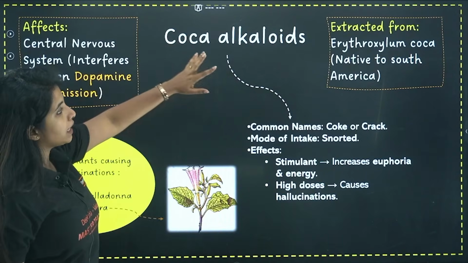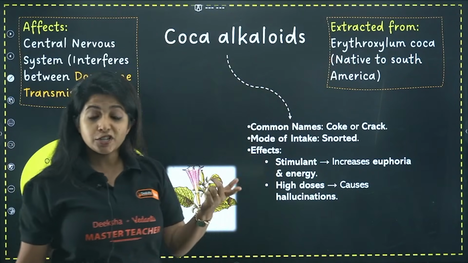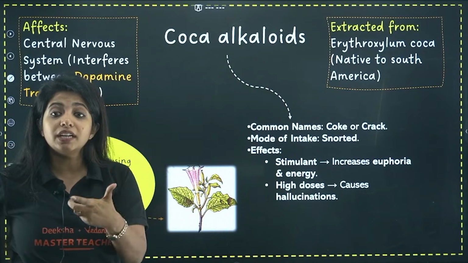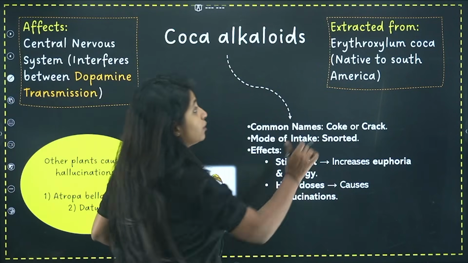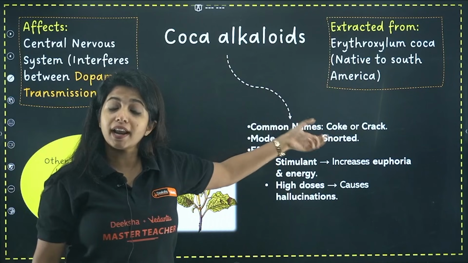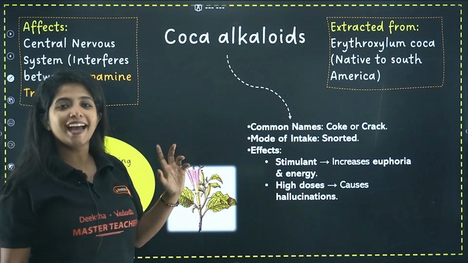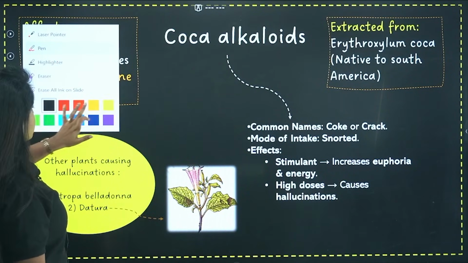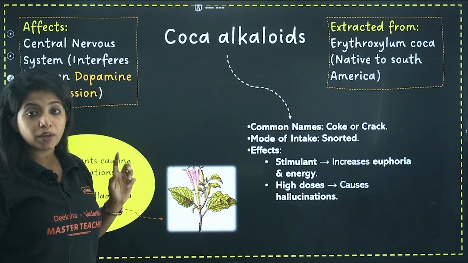Now you have coca alkaloids. Again, where do you get it from? A question can be coming in. What is a plant that is native to South America and gives you a drug? That is Erythroxylum coca. That gives you what? Cocaine. Cocaine is also known as coke or crack. Do not worry. And where does it affect? Again, your central nervous system, just like how heroin and morphine were doing.